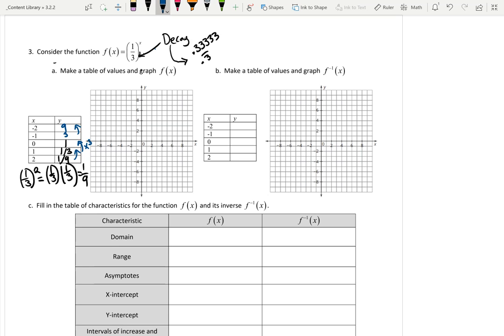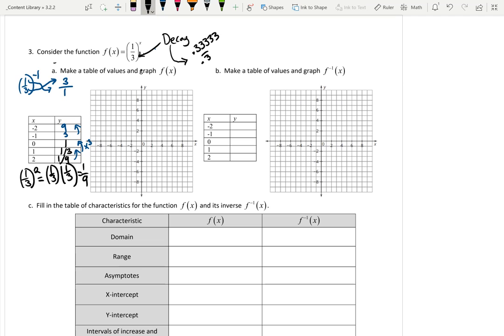You can also do a bit of arithmetic to prove this. If I were to write it out, 1/3, and I'm going to go ahead and raise it to the -1 power, what essentially happens is the numerator becomes the denominator and the denominator becomes the numerator, making it 3/1.